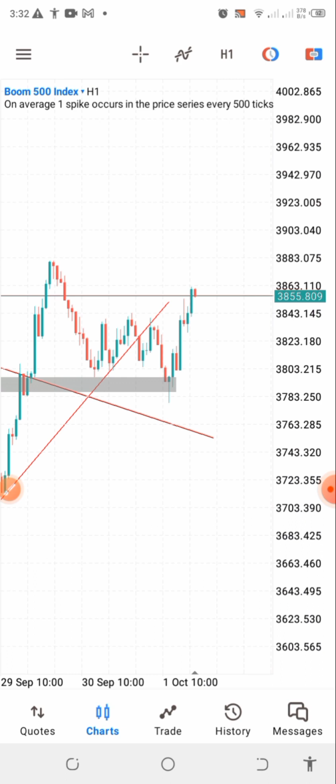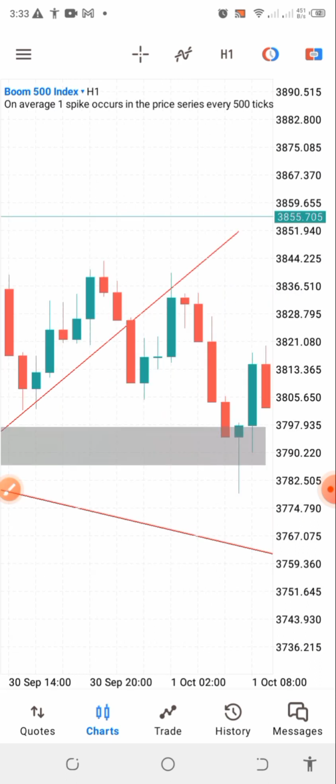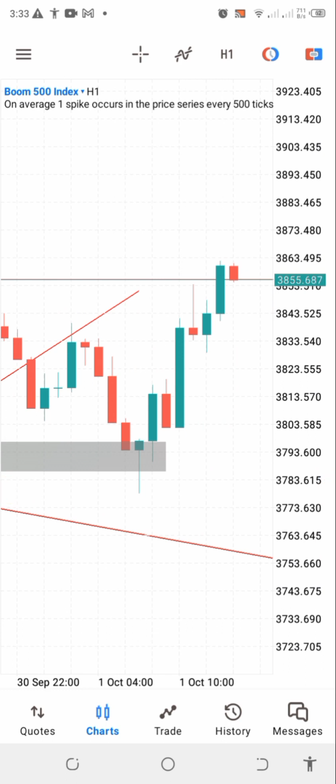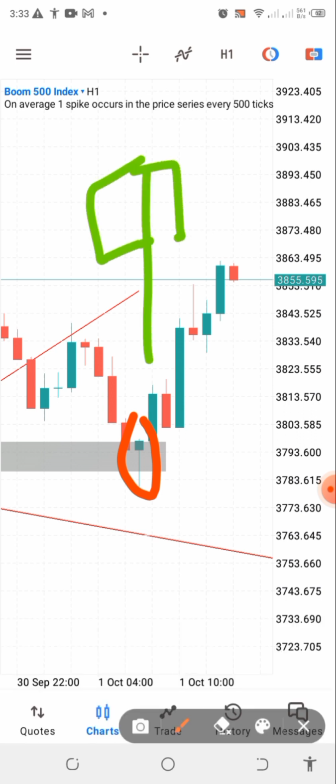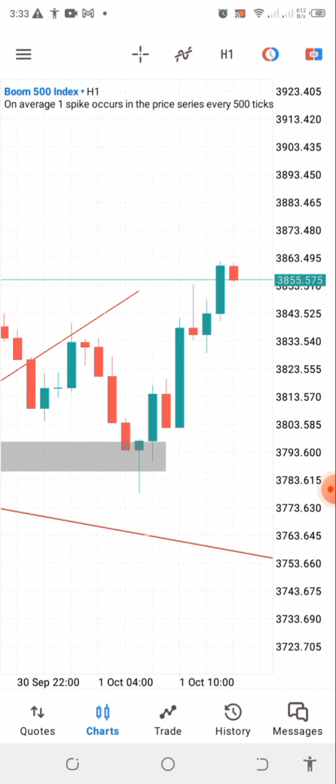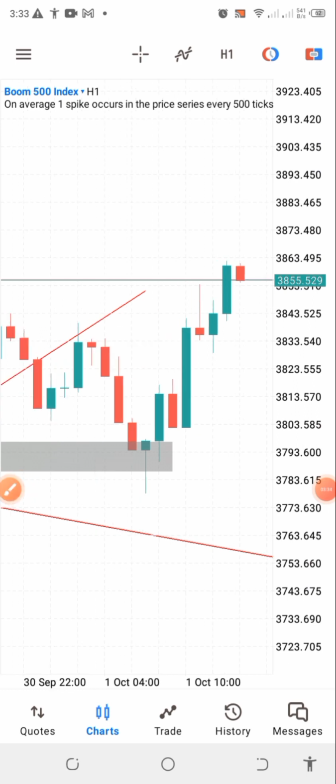Now the first one I'm going to be showing you is the hammer candle. You can see this is the hammer candle I'm talking about, right here. As I explained to you before, it's going to be like this. This is what they call the hammer candle. I hope you see it now.